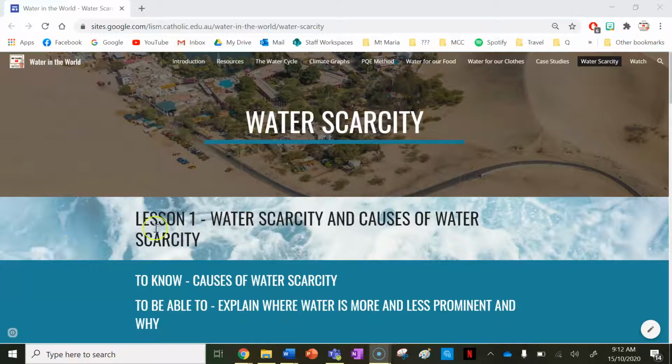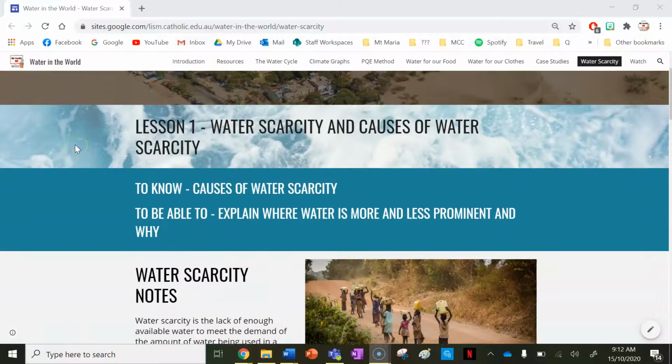Hi geographers, and welcome to lesson 1 of water scarcity. This lesson we're going to be doing water scarcity and causes of water scarcity. This lesson is located under the water scarcity tab using the Water in the World website resource.